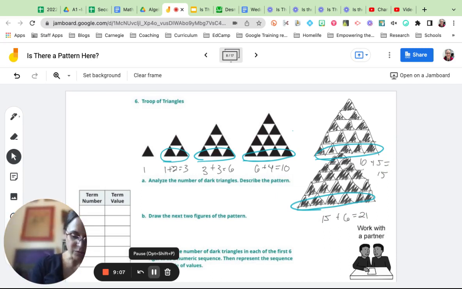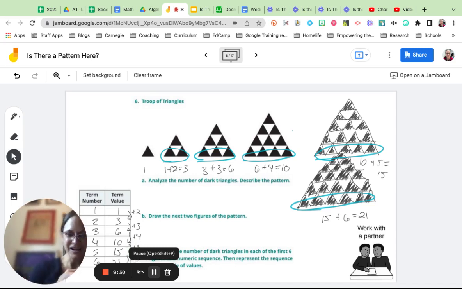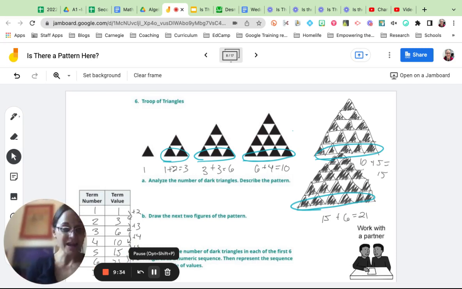So we started with 1, and then we had 3. Our next triangle had 6, then 10, 15, and 21. And what's going on is we added 2, we added 3, we added 4, we added 5, we added 6. What would we add next? You got it, 7. So this row would be 28 if we wanted to keep on going. It's not hard, right? We could draw even more figures if we wanted to.